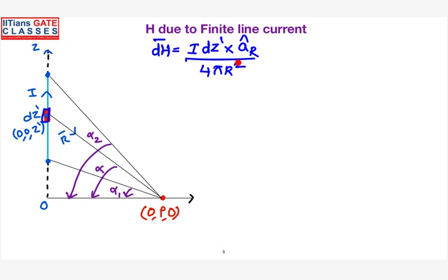So this is the same expression using Biot-Savart's law, the same thing I have been writing. What will be the unit vector along the r direction here? Next thing: a_r cap is the unit vector along this particular radial direction. You can see here from here to here, and from here to here, again you come back here, and again here to here.